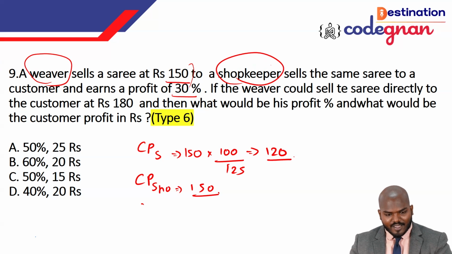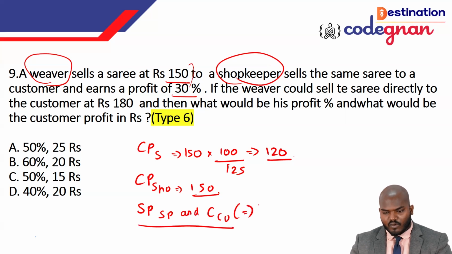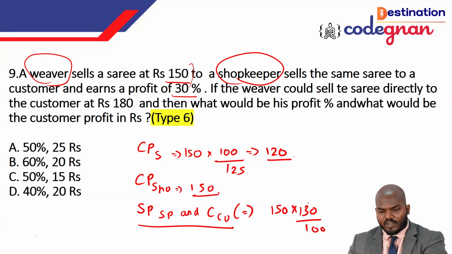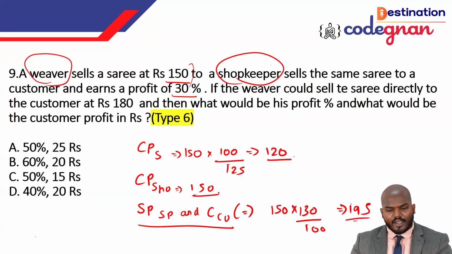Now the selling price of the shopkeeper and the cost price of the customer is what you have to find. The selling price of the shopkeeper and the cost price of the customer are both the same. Now the shopkeeper's cost price is 150 rupees, but he is still making a 30% profit. So 30% profit means 150 times 130%. It will give you the value close to 195. We can directly call it that.